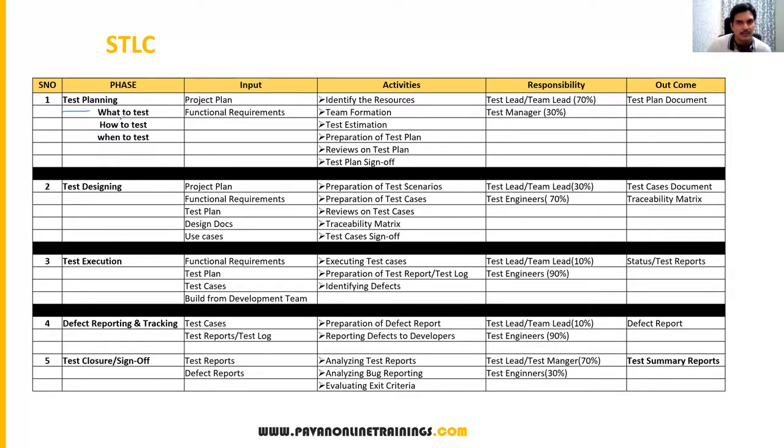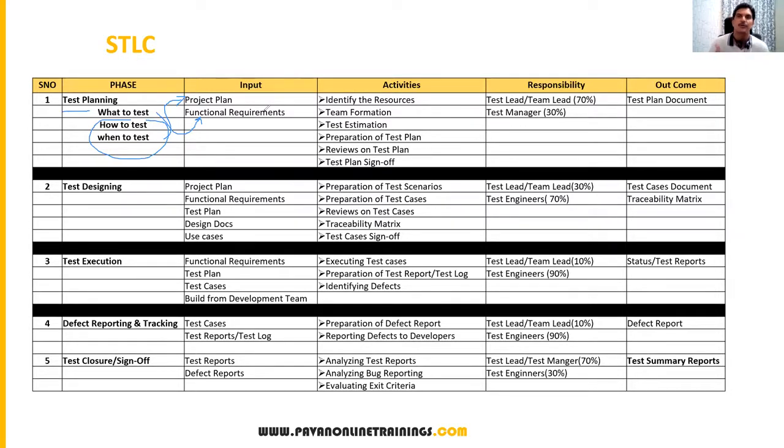So how to test and when to test, these things we will know based on the project plan. And what to test we will know based on the functional requirements. Functional requirements are the different features or functionalities we have to test from the application. So what to test, how to test, and when to test are the three main criteria we have to focus on during test planning. And the input documents we have to refer to are the project plan and functional requirements.